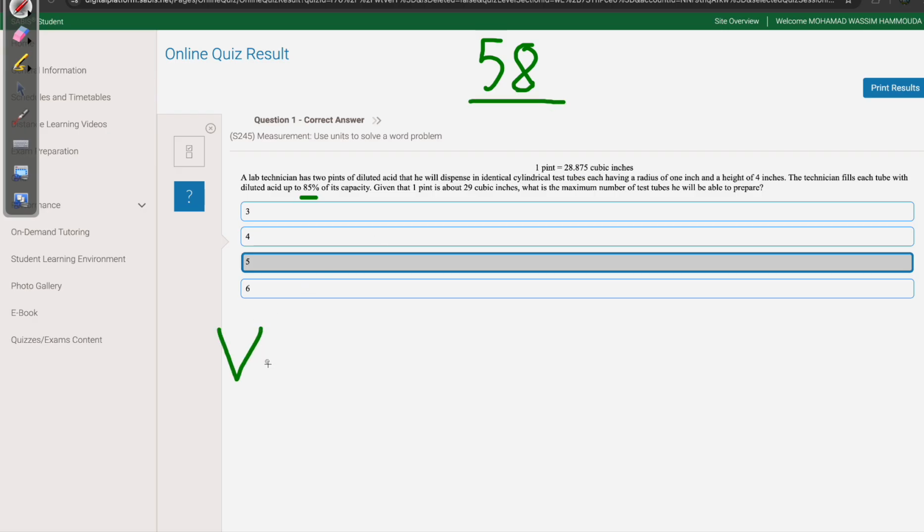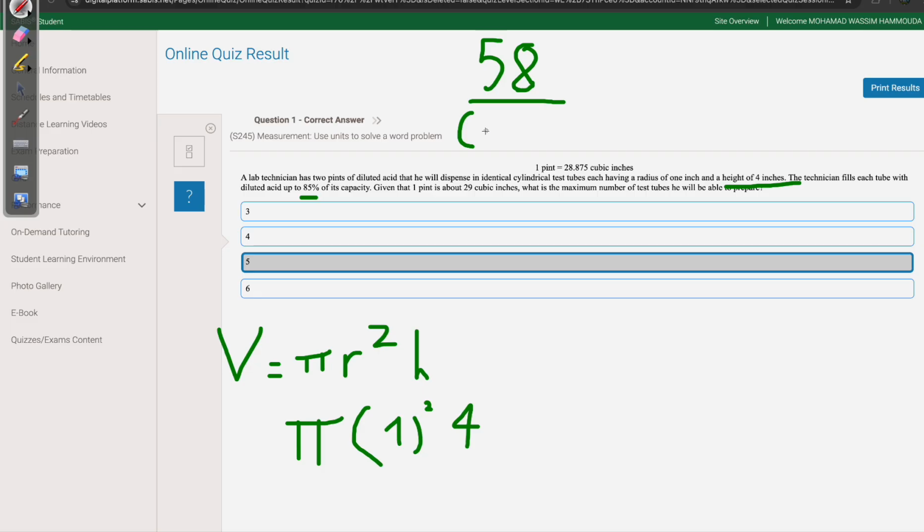The volume of a cylinder is pi r squared h. Pi times 1 squared times 4, which is the height. So 4 pi. So 4 pi times 85%.